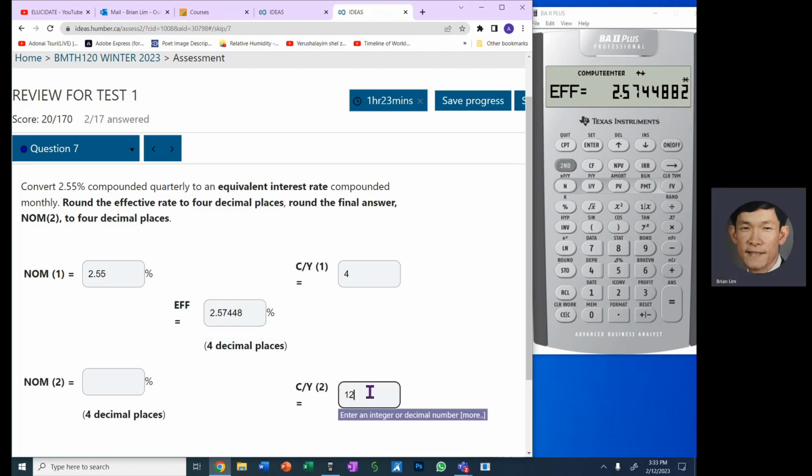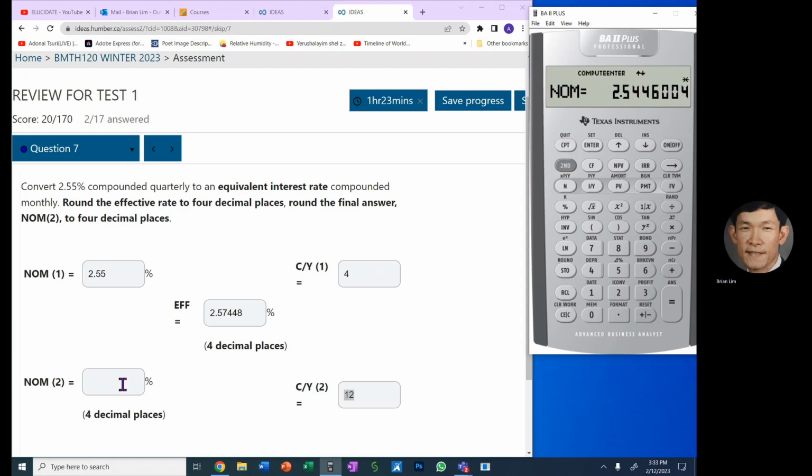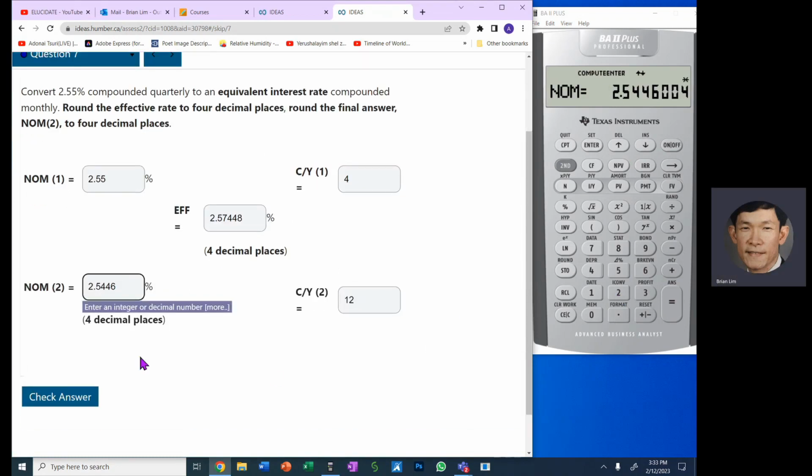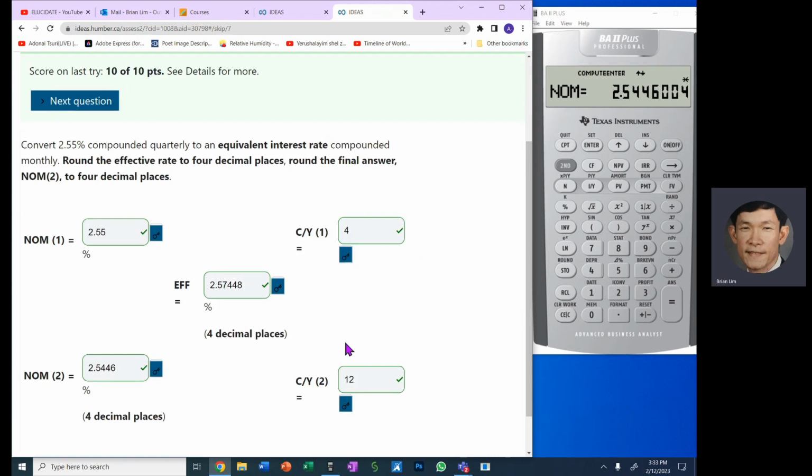Now CY is 12, so we can drop down here and put in 12 for CY. And we go back to nominal and we compute and we get the answer. It's 4 decimal places, so 2.5446. And that should be correct. Let's see if we are correct.